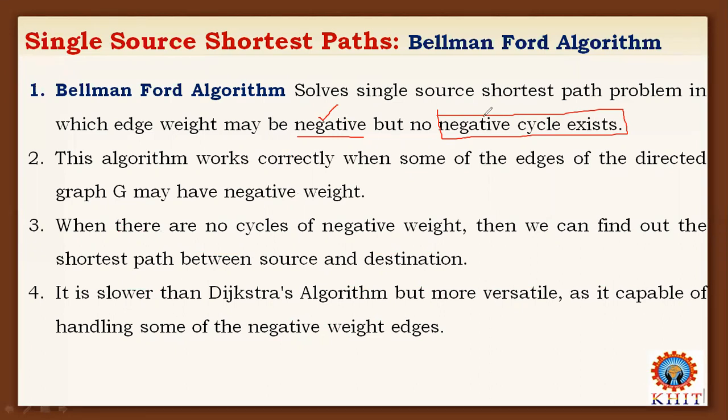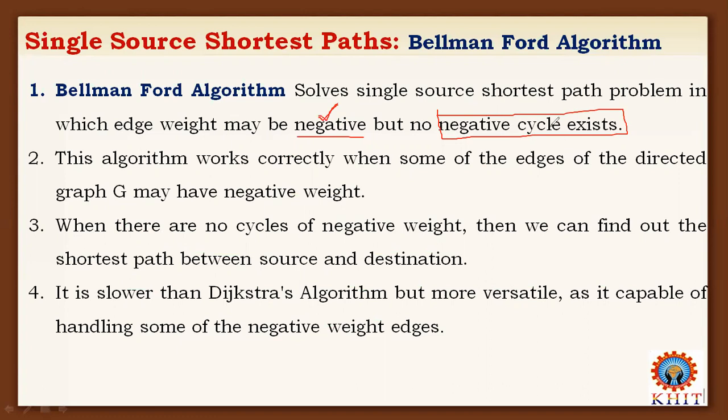So hence, before solving with Bellman-Ford algorithm, you need to check and ensure that the given graph does not contain any negative cycle edges. But it can support negative edges. Negative edges can be supported, but cycles cannot be formed. Cycle in the sense that, if you consider any three edges in the graph, a cycle should not be formed in the graph.